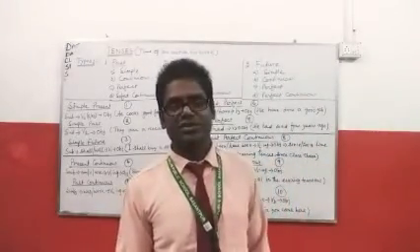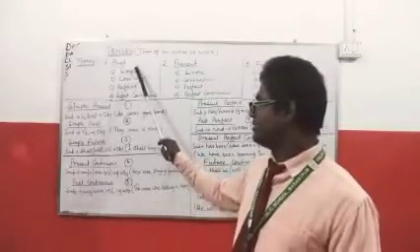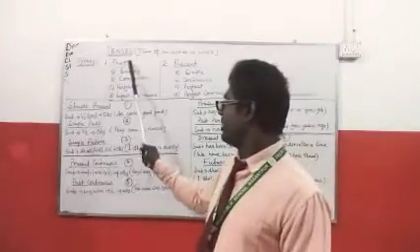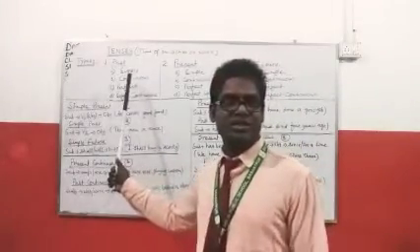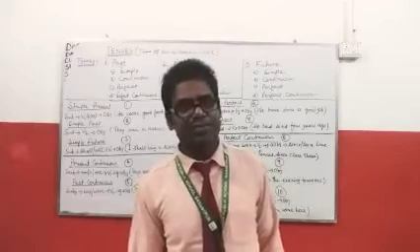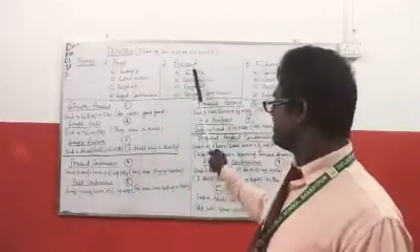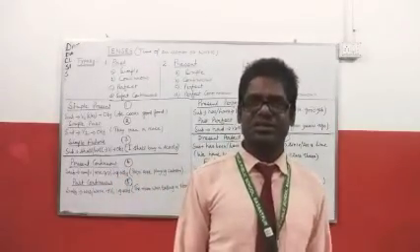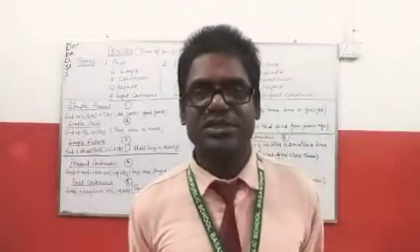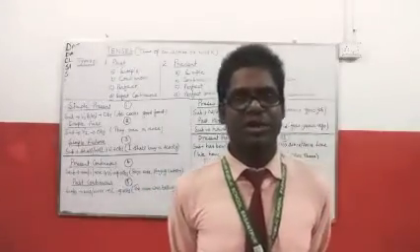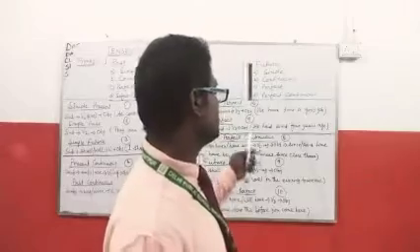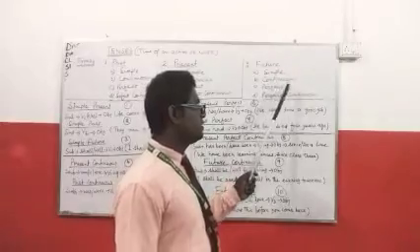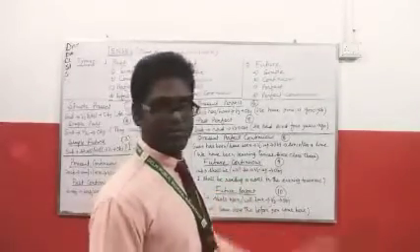Okay? Past has four divisions. What are those? Simple, continuous, perfect and perfect continuous. That means simple past, past continuous, past perfect and past perfect continuous. Present also has four divisions: simple present, present continuous, present perfect, present perfect continuous. Future has the same divisions: simple future, future continuous, future perfect, future perfect continuous.